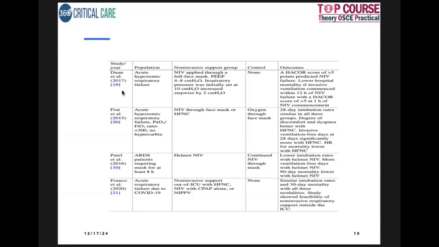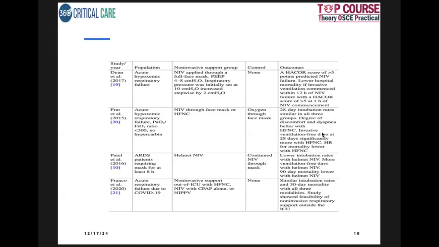Okay, so this is the gist of all the trials for NIV and high flow. A study conducted by Duan et al. in 2017 applied NIV through a full face mask with a PEEP of 4 to 8 centimeters of water, and the inspiratory pressures were set at 10 and increased stepwise by 2 centimeters of water. A HACOR score of more than 5 predicted NIV failure, and there was lower hospital mortality if invasive ventilation commenced within 12 hours of NIV failure with a HACOR of more than 5 at 1 hour of NIV commencement.